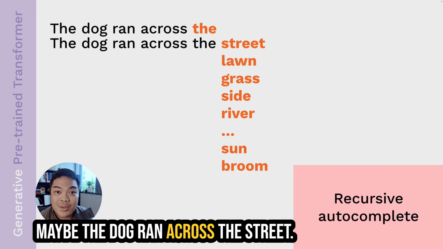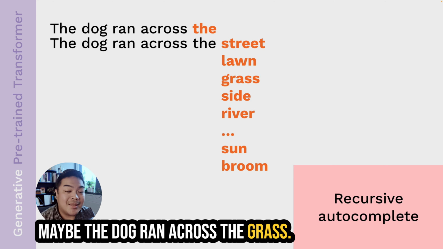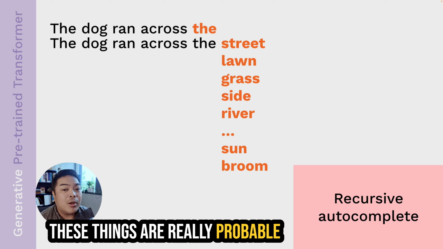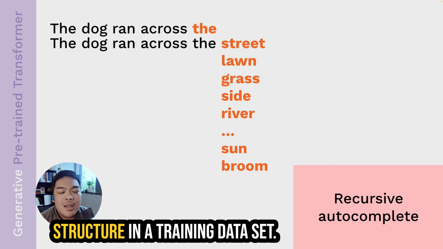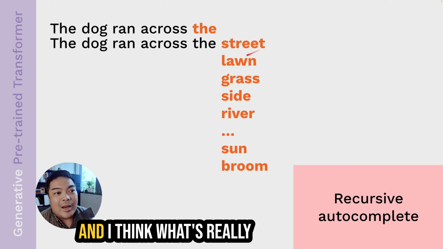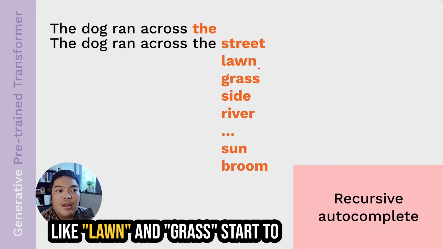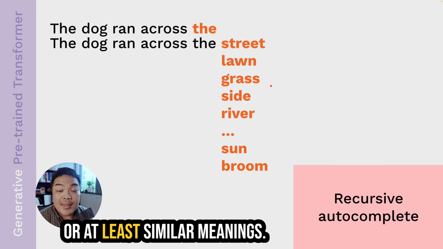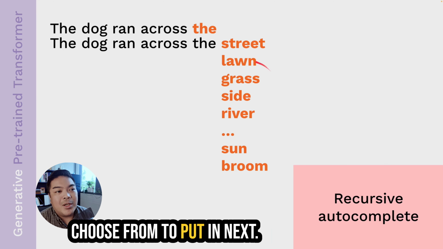Maybe the dog ran across the street. Maybe the dog ran across the lawn. Maybe the dog ran across the grass. These things are really probable because we've seen similar sentences have this kind of structure in a training data set. And I think what's really interesting here is you could start to see how some words like lawn and grass start to encapsulate the same or at least similar meanings. And so we have a whole bunch of words that we could choose from to put in next.